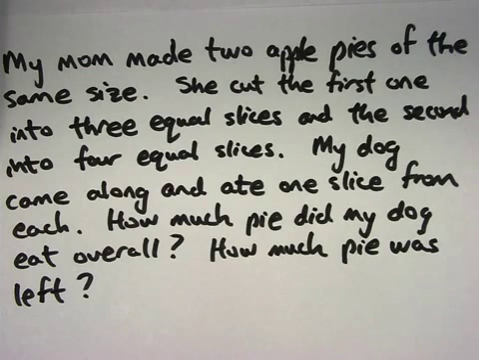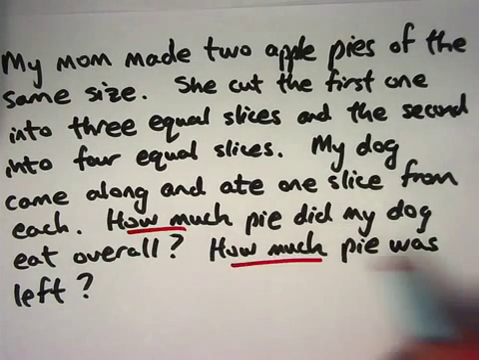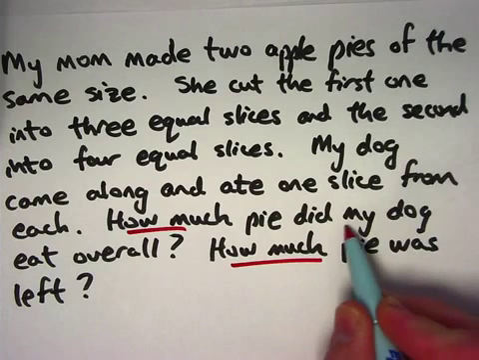Since they're so big, we're not going to have a person eat them. It's going to be my dog. My dog came along and ate 1 slice from each. Maybe they were already cut out on plates or something, or he was very good about just picking out 1 slice from each. 2 questions. How much pie did my dog eat overall? How much in both? And how much pie was left?